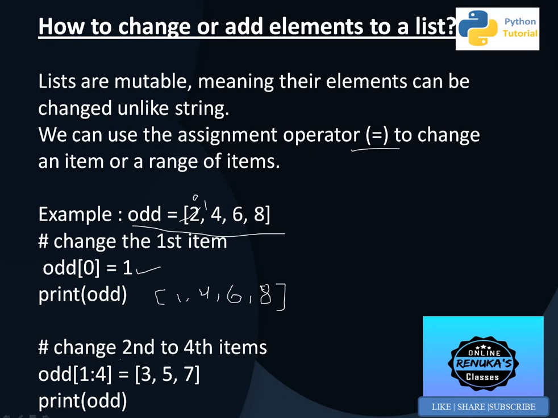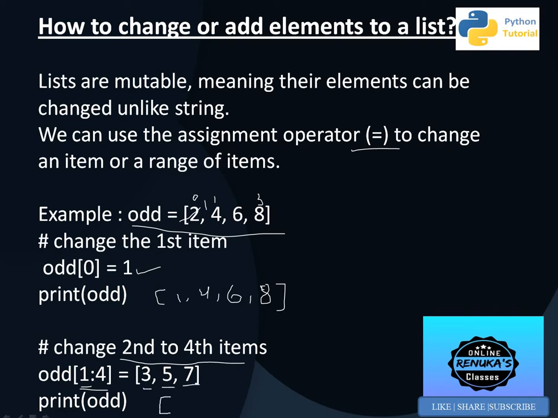Now to change the second to fourth elements. For the second element the index is 1, and for the fourth the index is 3. So we want to change 4, 6, 8, all these three elements. So odd 1 colon 4 equals, in list form, give the new elements 3, 5 and 7.